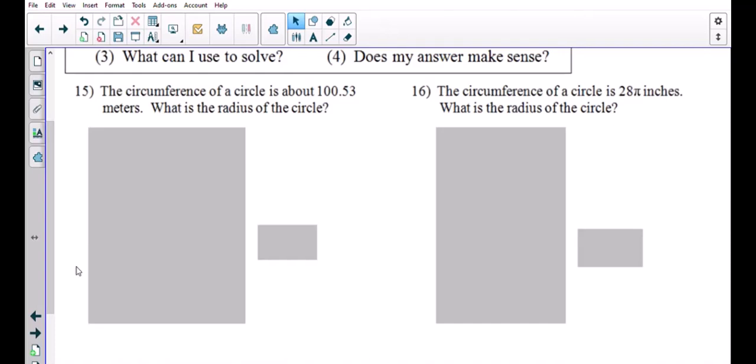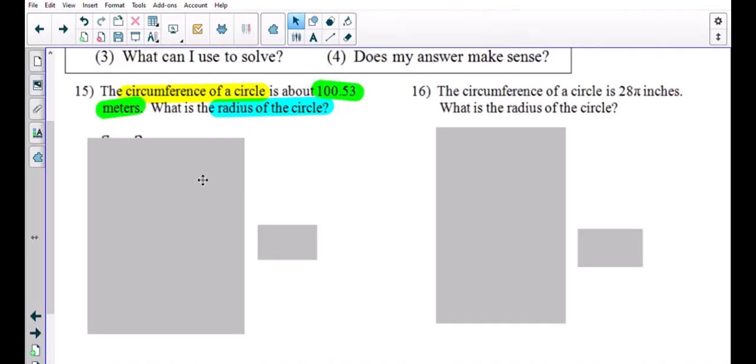So for number 15, it says the circumference of a circle is about 100.53 meters. What is the radius of the circle? So we are given the circumference of a circle. So ding, ding, ding, I'm going to use the circumference formula for a circle, kind of like when we did the perimeter and area questions with rectangles. We are trying to find the radius of the circle. And I'm given the circumference, by the way, it's 100.53 meters. Or about that, because we are rounding that.